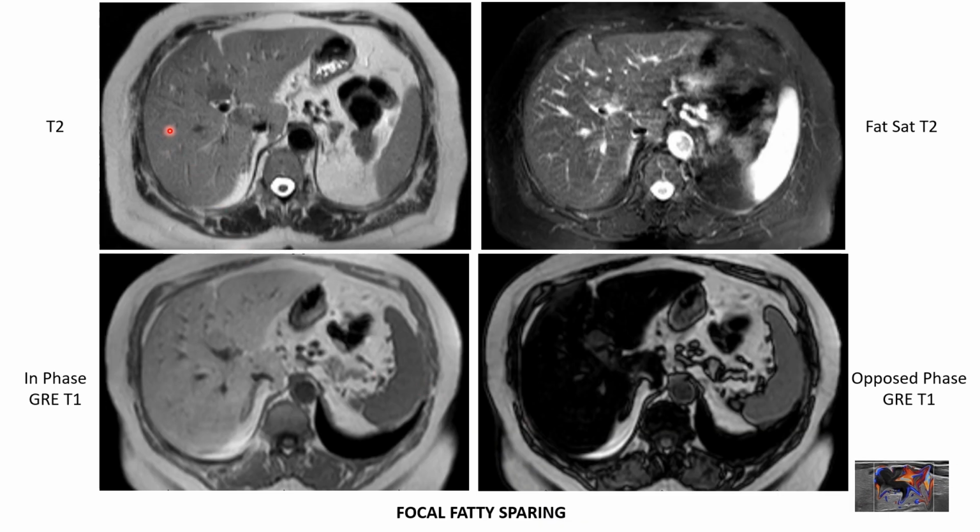The signal intensity is increased on T2 and in phase gradient echo sequences, and a mass-like lesion appears here. On fat-saturated T2, the signal drops and the area is seen as a hyperintense area. In an opposed phase image, you see the signal drop due to diffuse infiltration, but this focal fatty sparing area is seen hyperintense relative to the background parenchyma. And you can see the central dot sign here, which is a focal fatty sparing example.